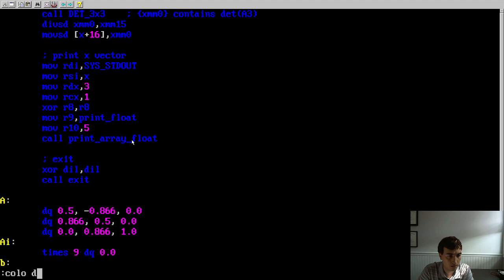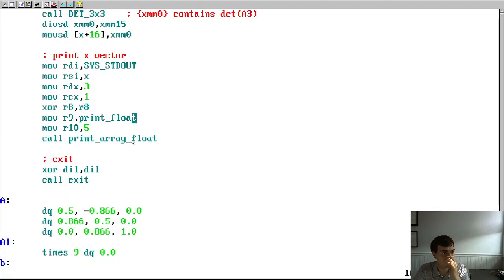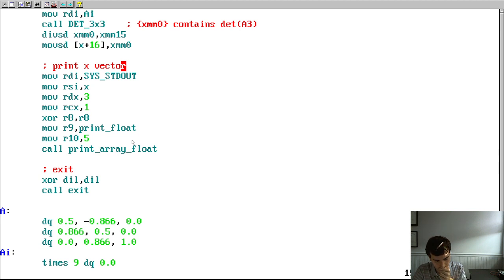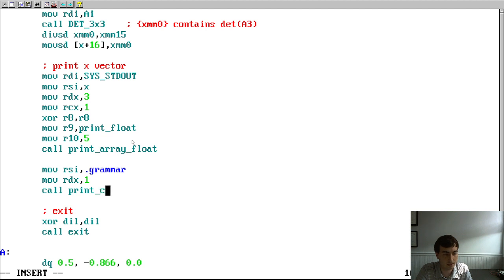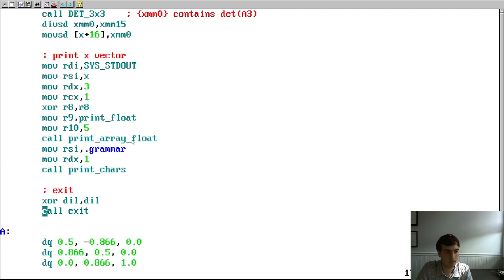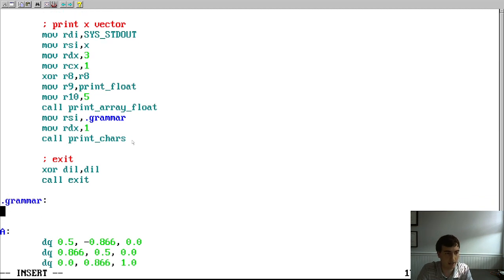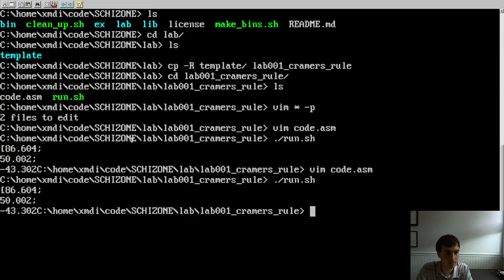Hold on a second here. That looked right to me. Let me put a new line here really quick. So move into RSI, the newline, move RDX 1, call print chars. We'll make a newline here. I usually do that, DB. Will that make it look better? No. Well, either way, I think the result is correct.